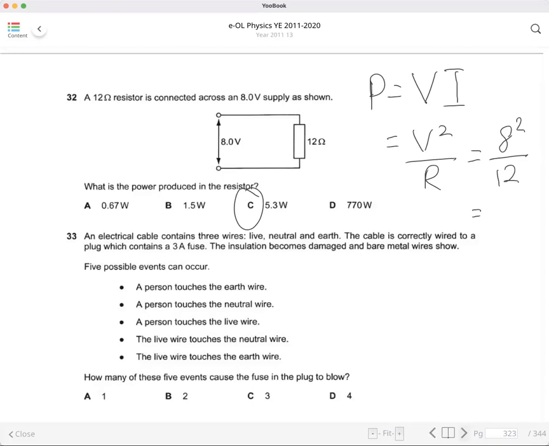Okay, all of you tell me B. So which of these 5 events is correct? Can you tell me which of these 5 events will cause the fuse in the plug to blow? Some of you tell me 3rd and 4th. Some of you tell me 4th and 5th. How about the rest of you? Okay, which one will not blow? These two confirm will not blow. Correct?